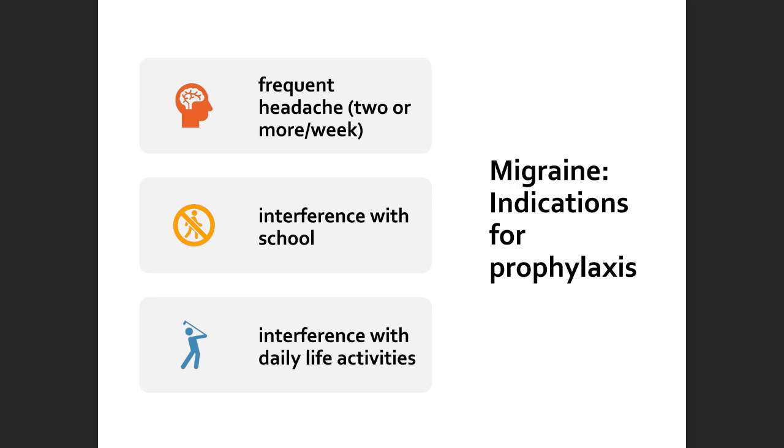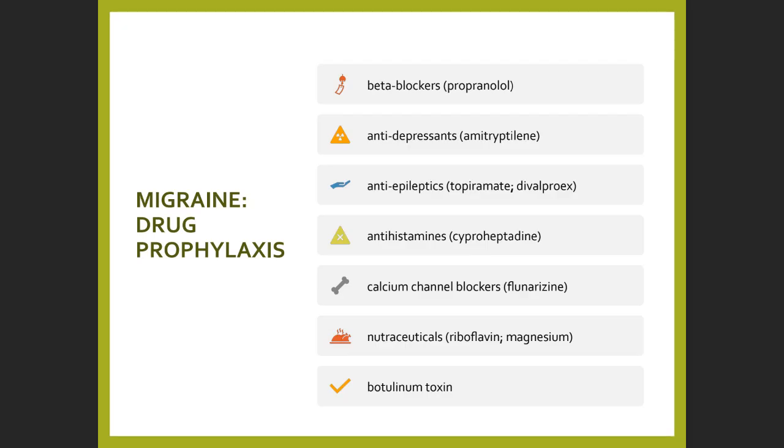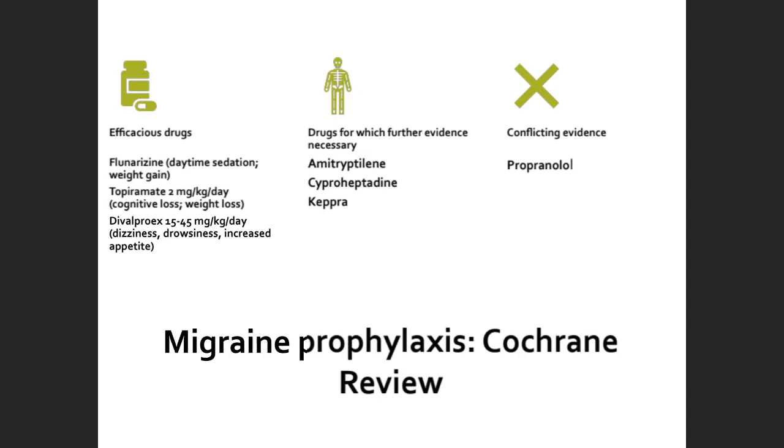The indications for prophylaxis with migraine would include frequent headache, 2 or more per week, or a headache that interferes with school attendance or with daily life activities. And the medications that we use for prophylaxis include beta blockers or antidepressants or antiepileptics such as topiramate or valproic acid, antihistamines including cyproheptadine, and calcium channel blockers, flunarizine, which we don't have in Jamaica. We use nutraceuticals, riboflavin and magnesium have been found to be good at headache prevention, and there is a role of botulinum toxin.